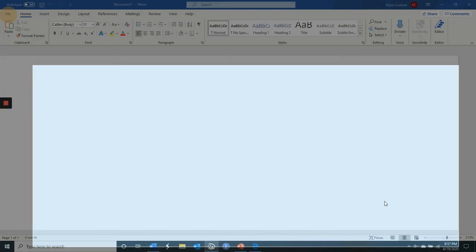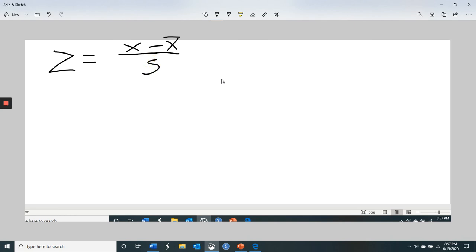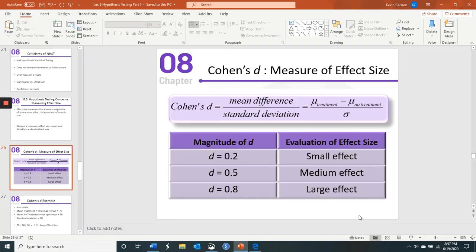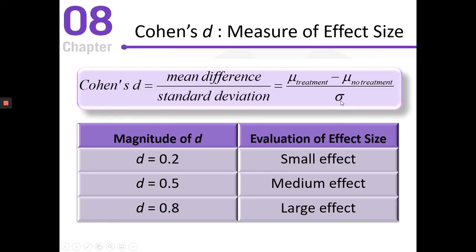So remember our old Z formula where we did this on the exam. We took a score and saw how far the score was from the mean. But we said, well, that doesn't mean anything. We don't know exactly how big that is. We don't know how big it is unless we standardize it by dividing it by the standard deviation. Let's look at the Cohen's d formula. It's the mean of the treatment group minus the mean of the no treatment group divided by the standard deviation.